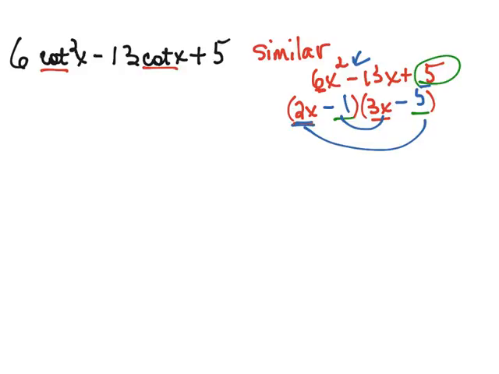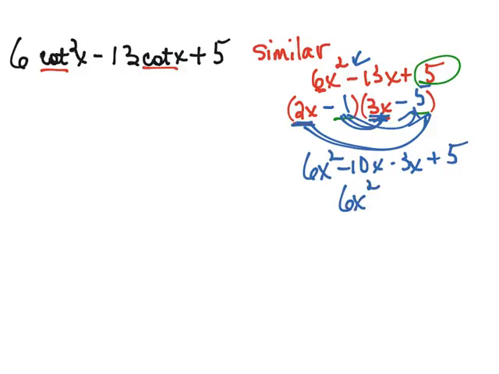2x times 3x would be 6x squared. 2x times negative 5 would be negative 10x. Negative 1 times 3x would be negative 3x. Negative 1 times negative 5 is positive 5. So it ends up to be 6x squared minus 13x plus 5. So I did indeed factor this correctly.